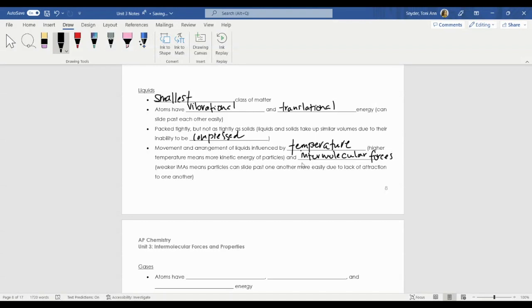So if we want, we can make a little note here. If something is very viscous, that means that it cannot flow very easily. A good example is honey, or you might see molasses. Doesn't flow either.